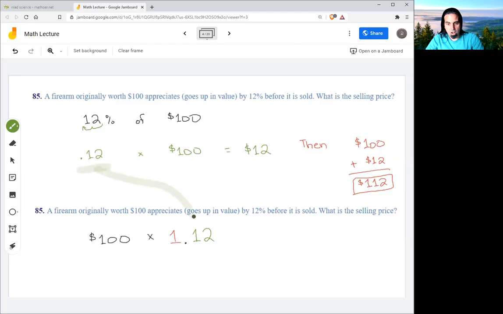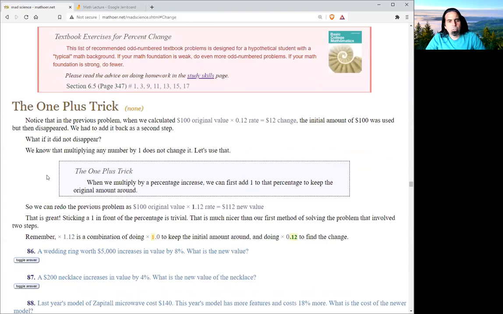So this part here goes there, and this part here, the 100, goes there. And if I did that, plug in 100 times 1.12 on my calculator, then I get 112 right away. So we'll do a bunch more of these, but that's the general gist of it.